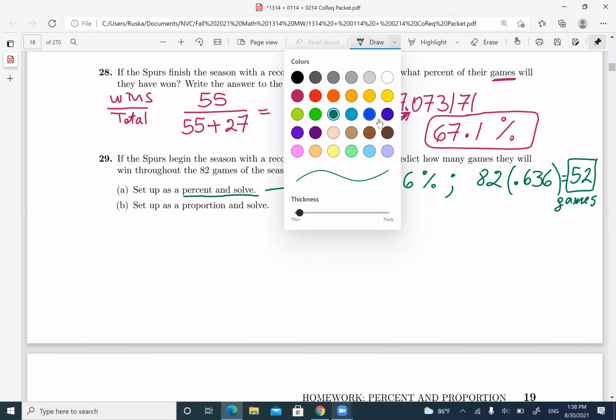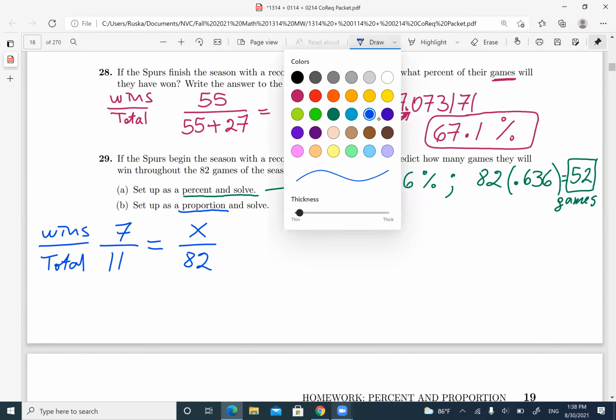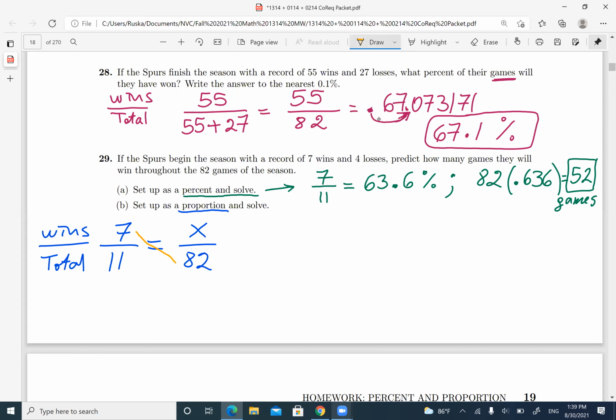That's how you solve it with percent. Now let's do the same question with proportion. So here we're going to set up the proportion. So they have 7 wins out of 11 games. And they're asking how many wins they're going to have out of 82 games. So again, you have wins over the total. And you have to be consistent with that. And in order to solve that, I have to multiply the two numbers and divide by 11 because 11 is across X.